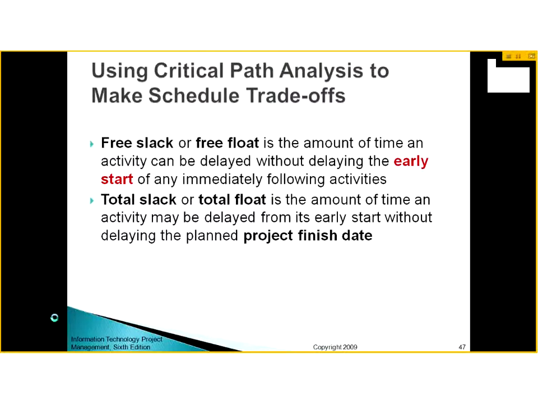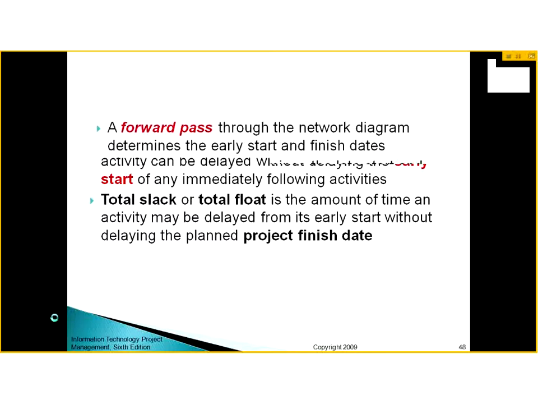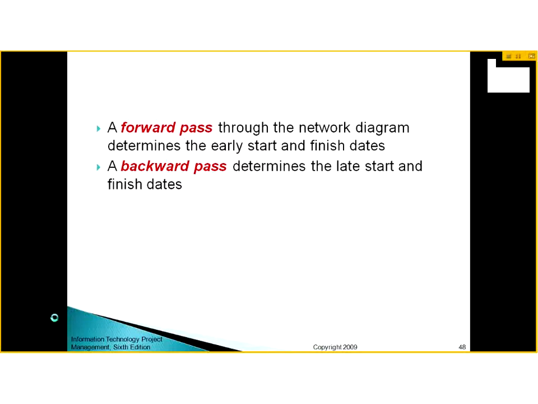Now, in the critical path, a few terms are important: free float and total float. Free float, also called free slack, is the amount of time an activity can be delayed without delaying the early start of an immediately following activity. And the total float is the amount of time an activity can be delayed from its early start without delaying the planned project finish date. So this is the difference between free float and total float.